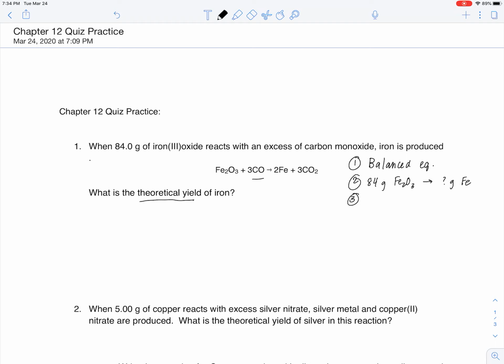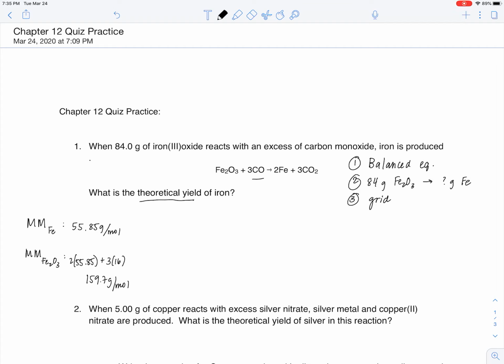Step 3 is we want to make our grid. And before we do our grid, let's remember that we need to figure out the molar mass of a couple things. We need to find the molar mass of iron off the periodic table and the molar mass of iron(III) oxide, both of those. So the molar mass of iron is 55.85 grams per mole, and the molar mass of iron(III) oxide is 2 times 55.85 plus 3 times 16, which ends up being 159.7 grams per mole. Okay, we're going to need those two numbers for what we're about to do.